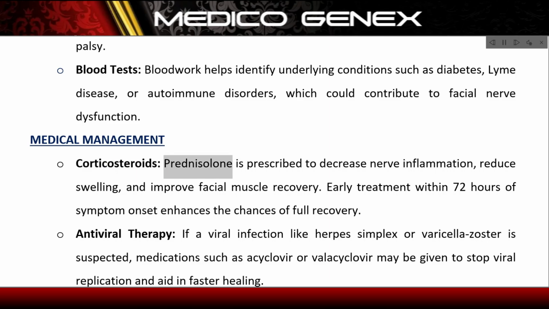Corticosteroids. Prednisolone is prescribed to decrease nerve inflammation, reduce swelling, and improve facial muscle recovery. Early treatment within 72 hours of symptom onset enhances the chances of full recovery. Antiviral therapy. If a viral infection like herpes simplex or varicella zoster is suspected, medications such as acyclovir or valacyclovir may be given to stop viral replication and aid in faster healing.